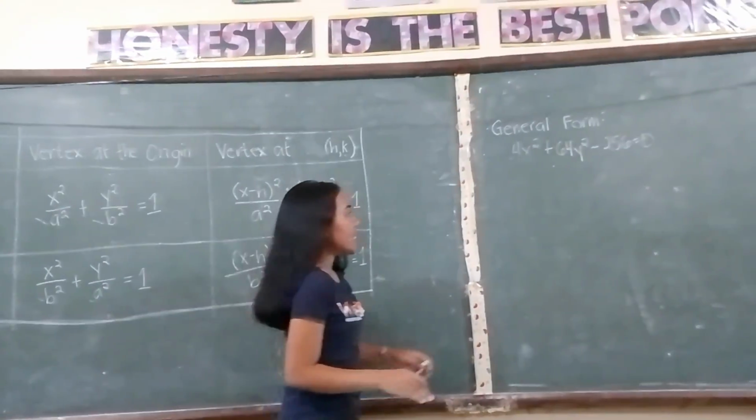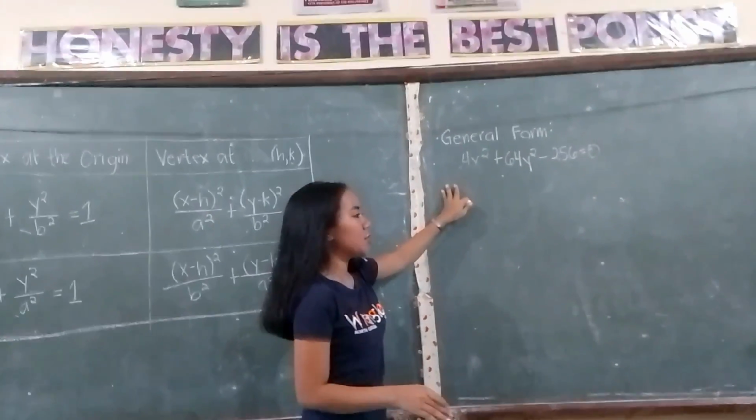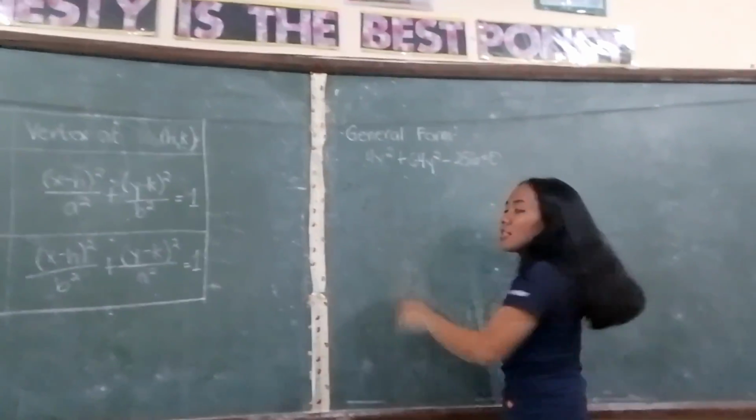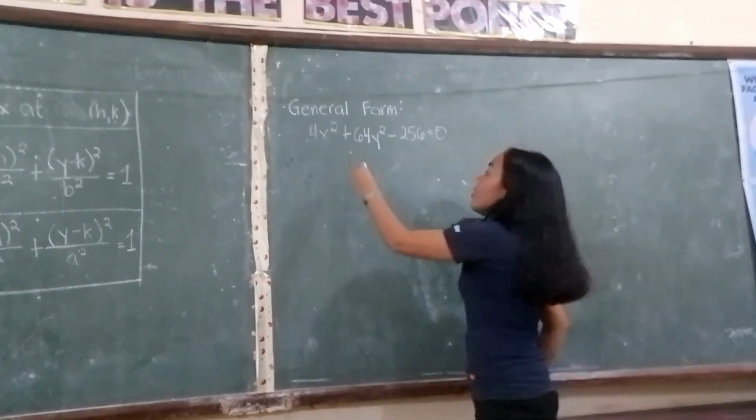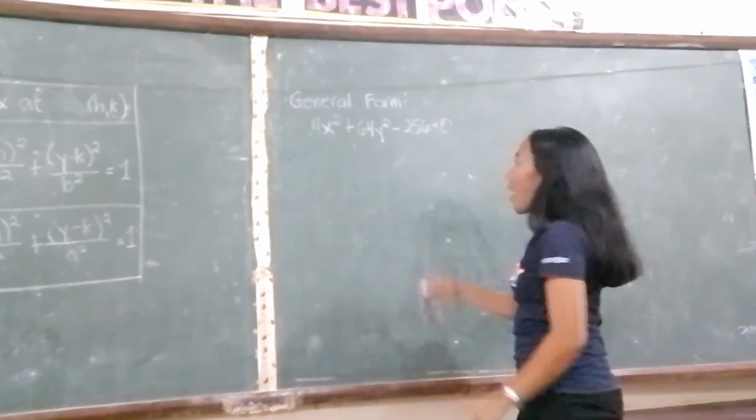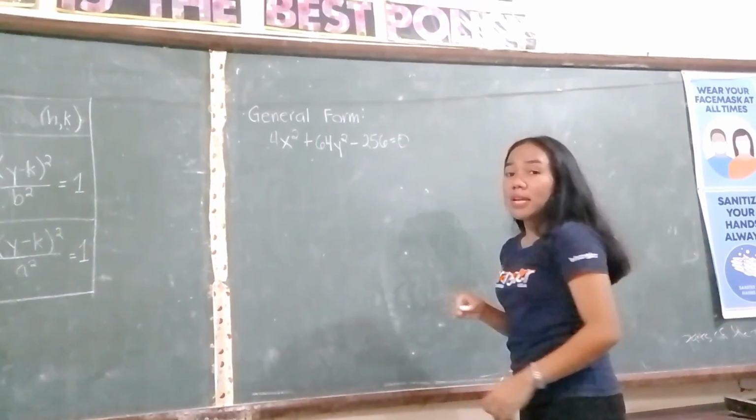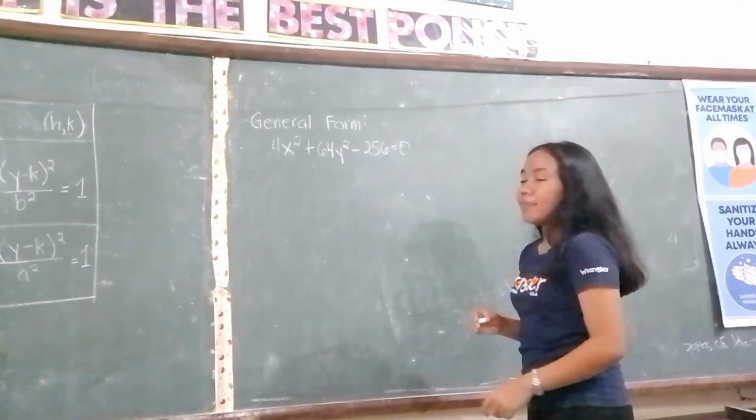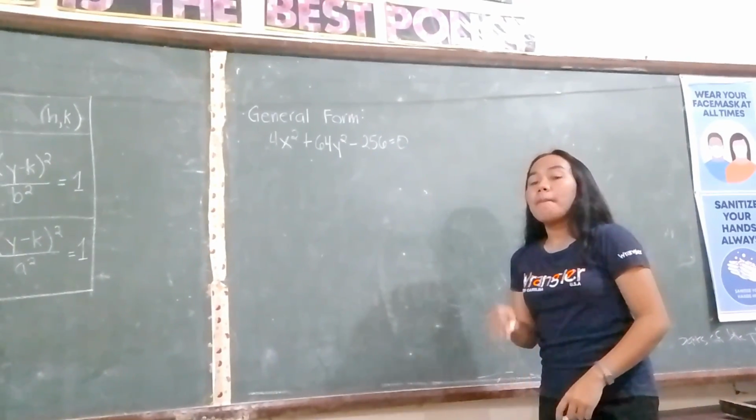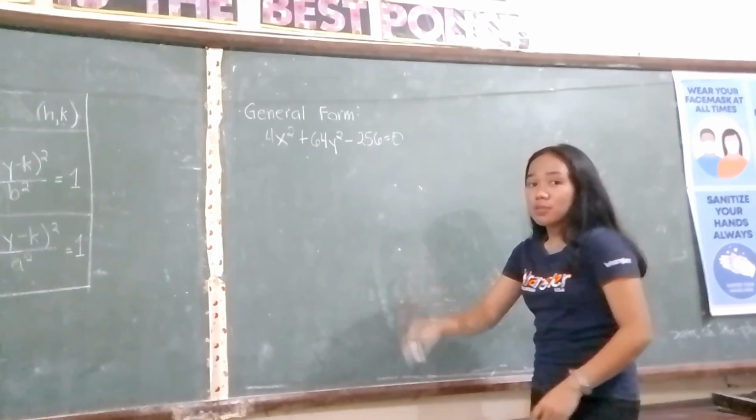Let us have here an example. The general form is 4x squared plus 64y squared minus 256 is equal to 0. All we need to do is to determine the standard form. And the standard form must be equal to 1.